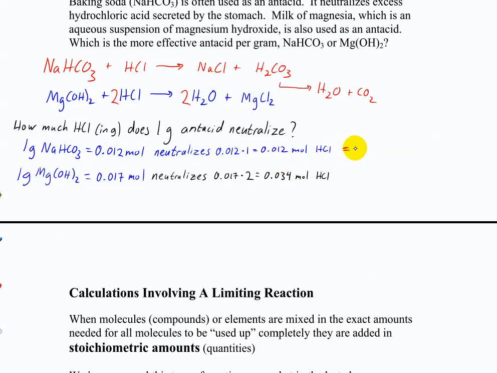So how many grams of HCl is that? 0.438. And this one? 1.25. All right, so which is the more effective antacid per gram? The second one. 1 gram of magnesium hydroxide neutralizes 1.25 grams of HCl, but 1 gram of sodium bicarbonate only neutralizes 0.438 grams of HCl.